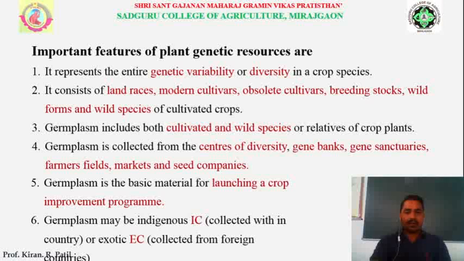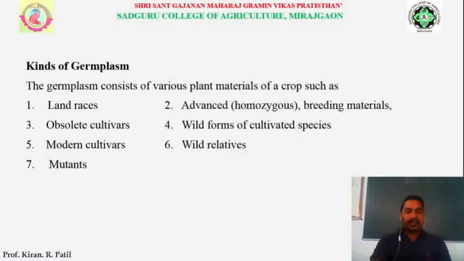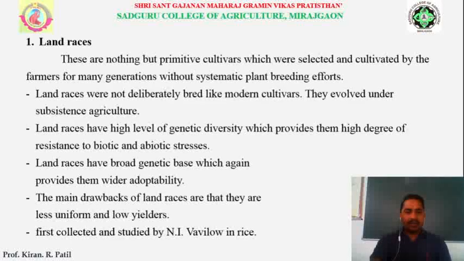It is important for launching a crop improvement program. Why is it important? Because germplasm represents the entire genetic variability and diversity of a species. If we have that variability and diversity, then it helps in finding beneficial characters in a crop improvement program. It may be indigenous or exotic cultivars. Then we see the kinds of germplasm. Germplasm consists of landraces, advanced breeding material, obsolete cultivars, wild forms of cultivated species, modern cultivars, wild relatives and mutants. Now let's see one by one.